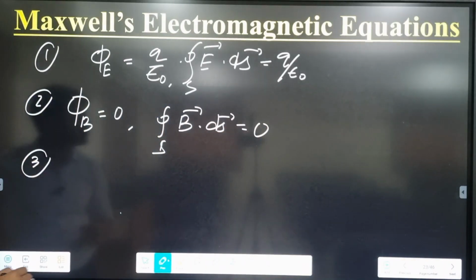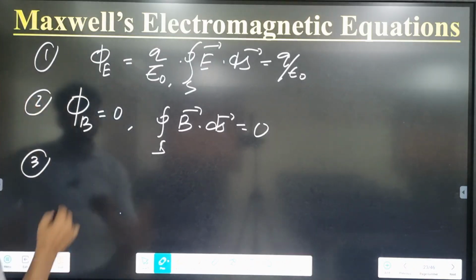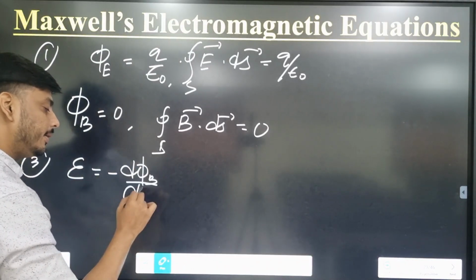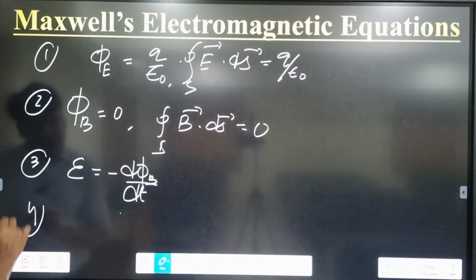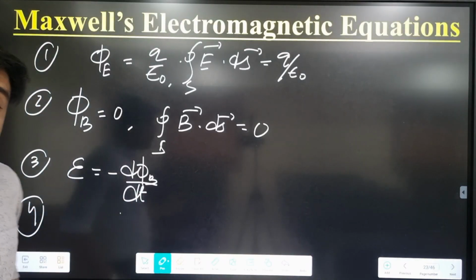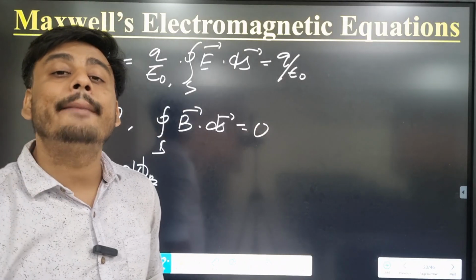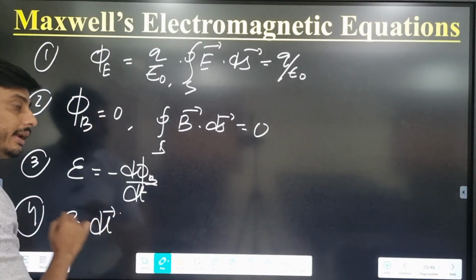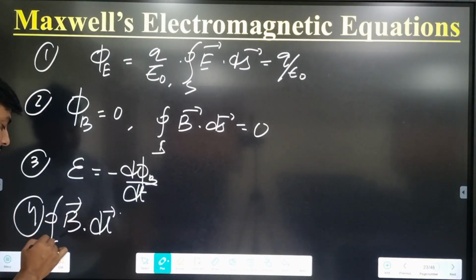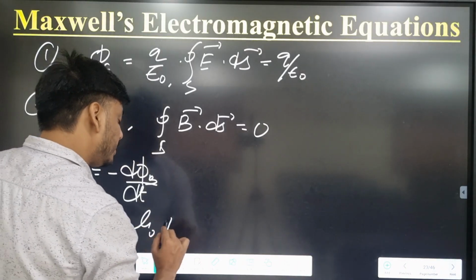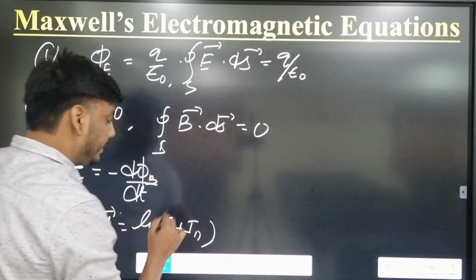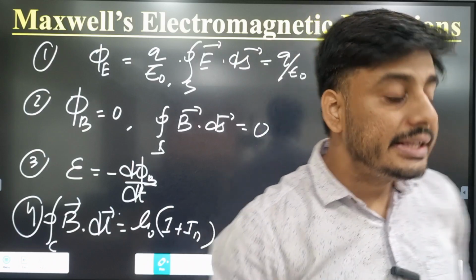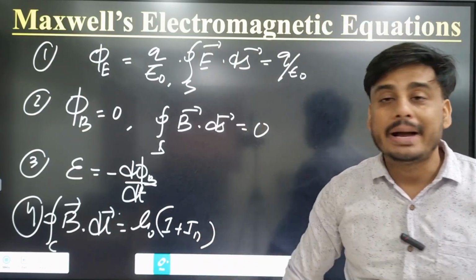The third one is Faraday's law of electromagnetic induction, which is EMF equal to minus d phi b by dt. And the fourth one is the modification of Ampere's law by Maxwell, that is the modified Ampere's circuital law. The modified form is integration over C or L of B dot dl equal to mu naught times I plus ID. These are the four basic laws we have already studied in the last lecture, and these four laws are said to be the Maxwell's equations.